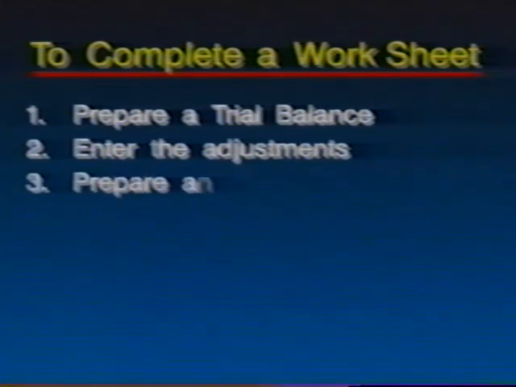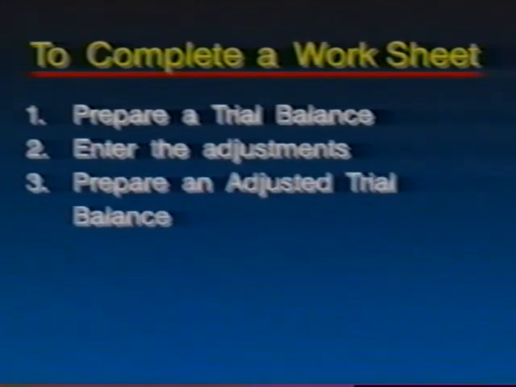To complete the worksheet, you must first write the account names and balances in the trial balance columns. Be sure you total the columns and verify that debits equal credits. Next, enter the adjustments in the adjustment columns. Total these. Again, your debits should equal your credits. If not, make the necessary corrections. In the third step, calculate the adjusted balance for each account by taking the trial balance figure and adding or subtracting the amount of the adjustment. Enter this new balance for each account. Total your adjusted trial balance columns.